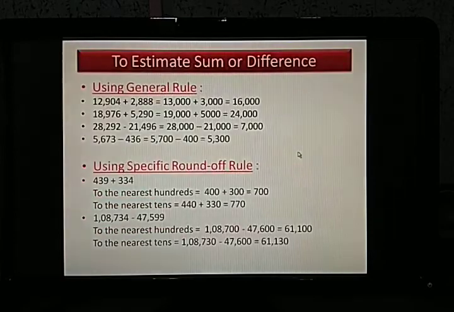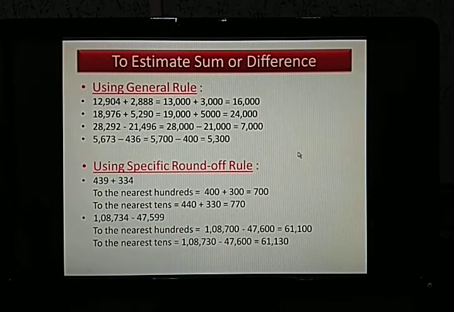Clear? Now moving on, how to estimate sum or difference. As I mentioned a while ago, there are 2 rules: using a general rule and using a specific rule. With a specific rule we can't help out. Whatever is told to be found out, we have to find out in the similar way. With the general rule, we can use our rule according to our convenience. So let us see one example. Here I have to estimate, meaning find out a rough value. This is not the actual sum of these two numbers. This is an approximate value, a rough estimation.